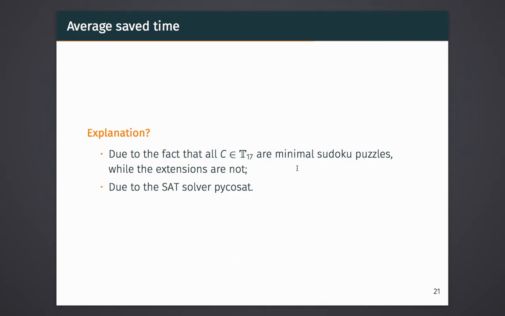So we try to think about some explanation for this phenomenon. The first one is that there is actually a very deep difference between the 70 clue Sudokus and the rest in our dataset. Namely, all the Sudokus in T17 are minimal Sudoku puzzles, while their extensions are apparently not. However, we're still not that clear about how this would affect the solving speed. The second explanation is due to the SAT solver we have used, namely due to PicoSAT.